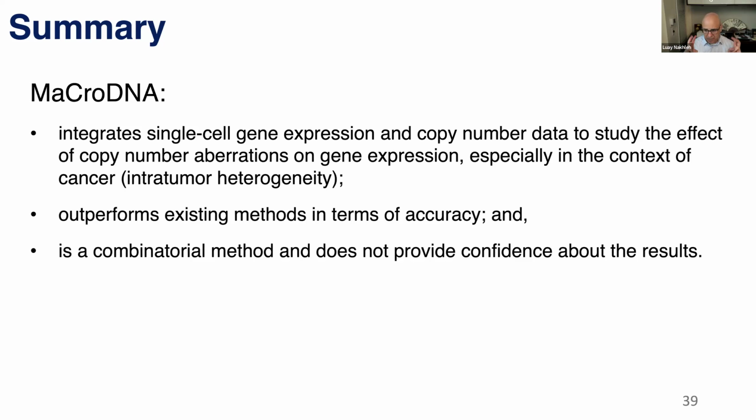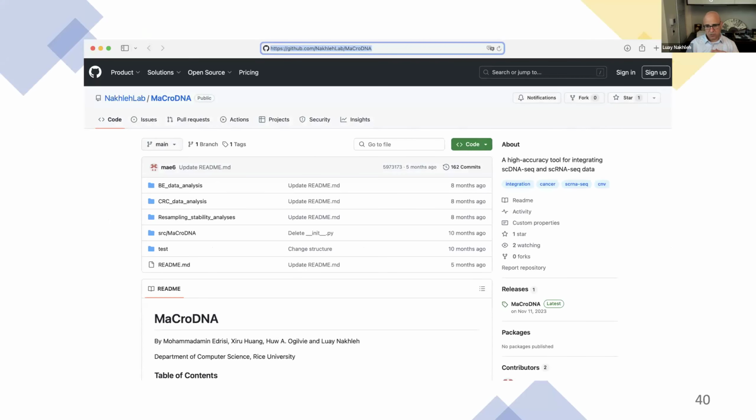One limitation at this point of the method is that it is a combinatorial method. It does not provide confidence intervals or uncertainty. It says, here is the matching. It does not say, here's the matching and we have 90% certainty about it. And that's something we are working on to develop, to allow us to also quantify certainty in the results we obtain. All the methods I described, including MaCroDNA, are implemented, publicly available for the community to use, to run, to modify, as well as to give us feedback as well.